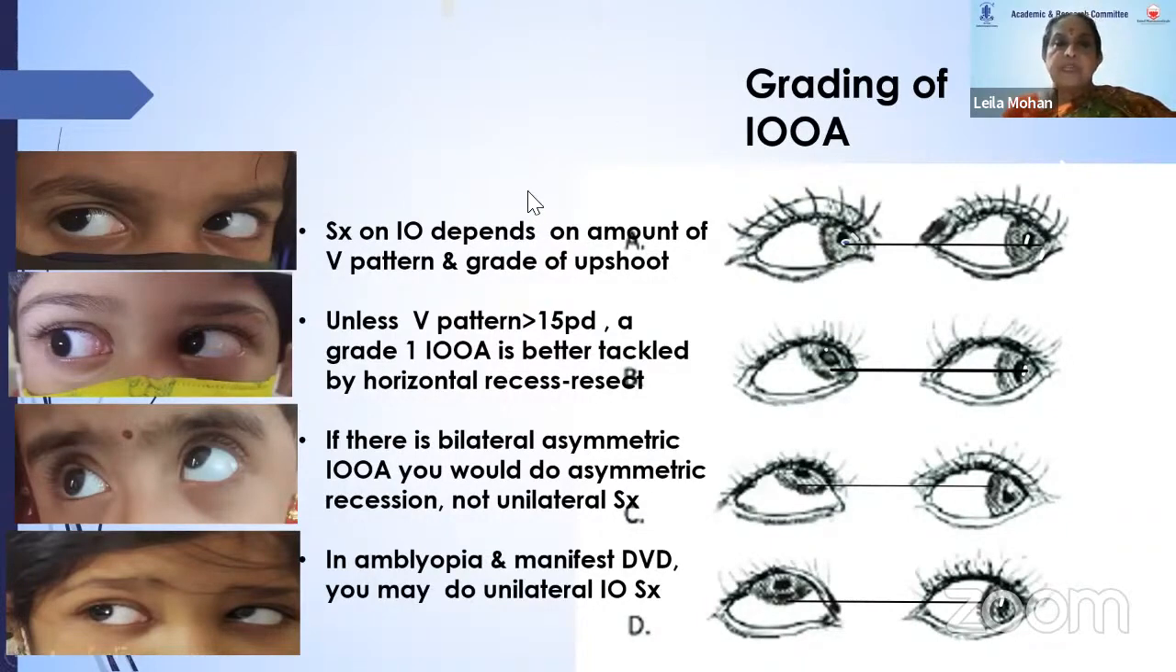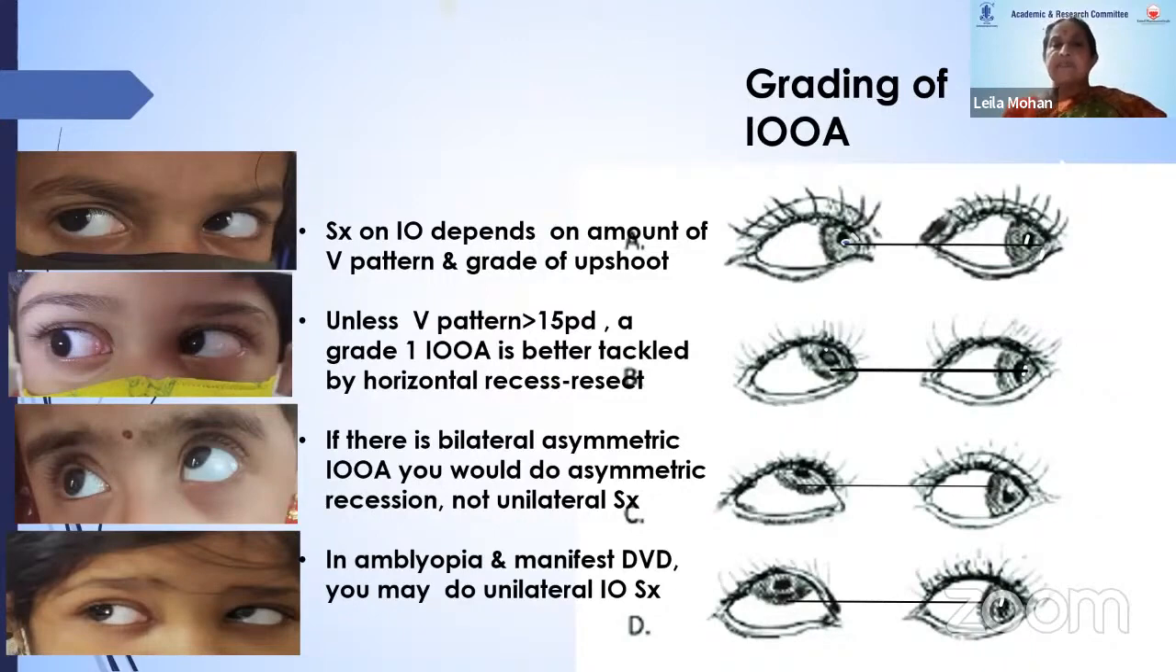So grade of upshoot in adduction is important. There are various types of grading. This is a grading according to the reflex, which corresponds to the abducting eye. This is the abducting eye with the central reflex, and the adducting eye shows a reflex between the pupillary center and pupillary margin. Grade 2 is at the pupillary margin, grade 3 between pupillary margin and limbus, and at the limbus is grade 4. Unless there is a V pattern of more than 15 prism, a grade 1 inferior oblique overaction need not be tackled by surgical correction, and just horizontal recess resect may be enough.